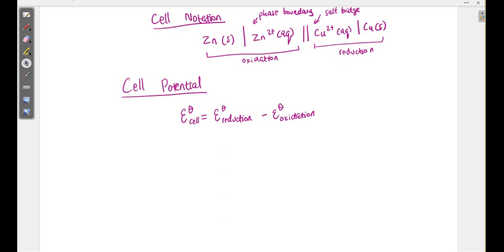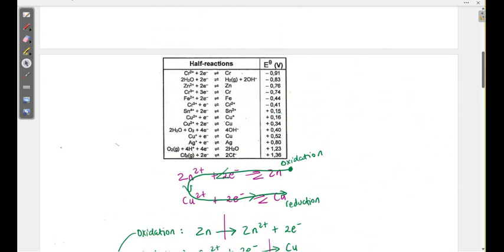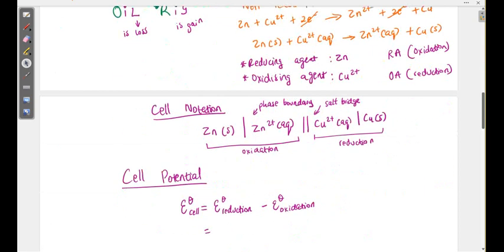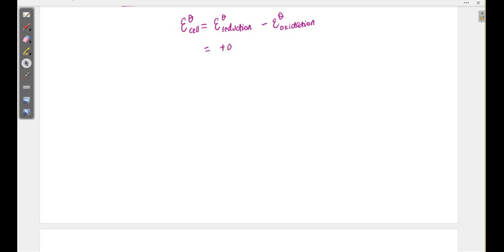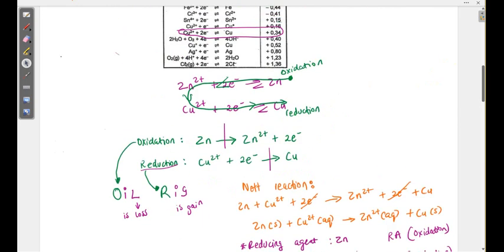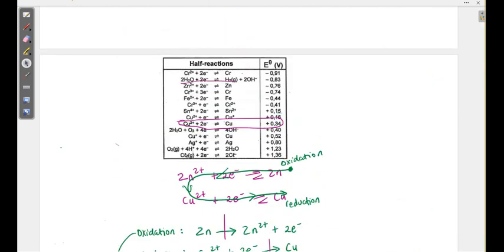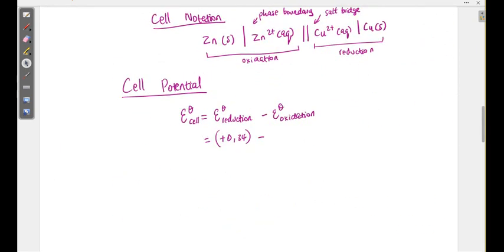Perfect. So now, how do we actually deal with this? We go to the reduction reaction on our table 4b. Remember, we said the one that went through reduction is copper, this one, and the E naught of that is plus 0.34. That's the one you write there. Then you say minus, and you go to the one for oxidation, which is zinc, and the E naught there is minus 0.76. You write it as minus 0.76.